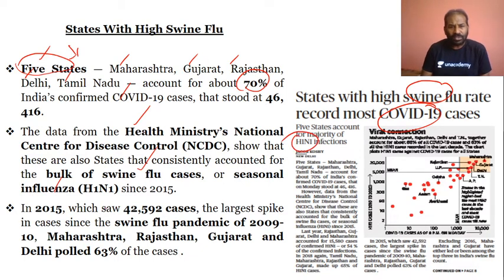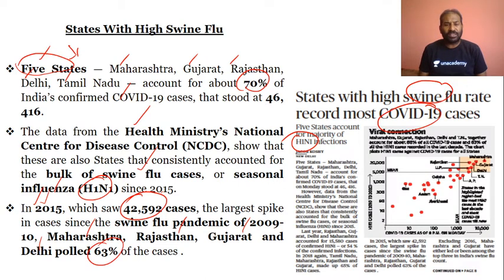If we look a little at H1N1 since 2015, in 2015 we saw 42,592 cases, and this is the largest spike since the swine flu pandemic of 2009-10. So we saw it in 2009-10, but in between we also saw very high swine flu cases in 2015, and again Maharashtra, Rajasthan, Gujarat and Delhi together constitute 63% of the swine flu cases.